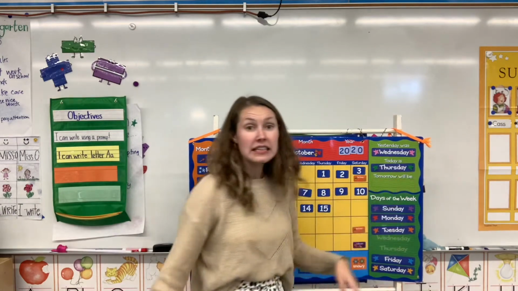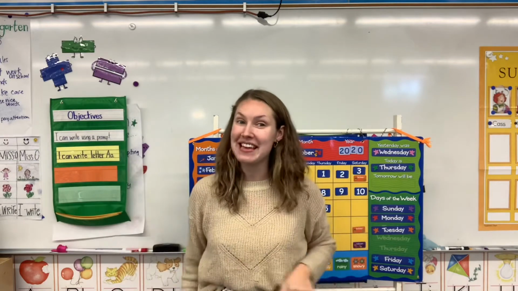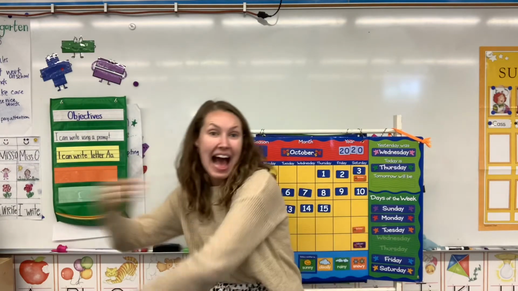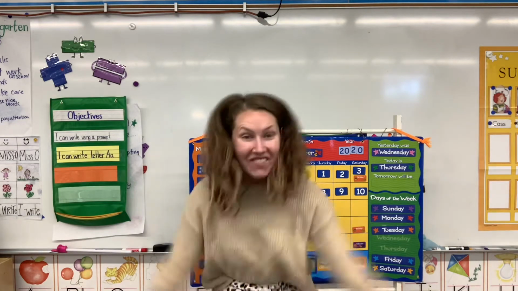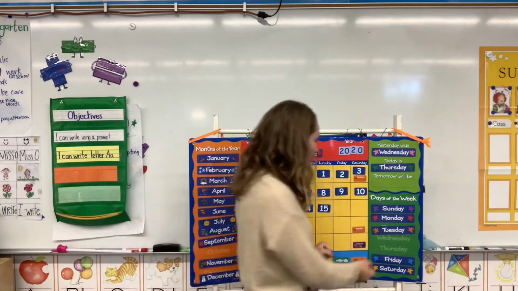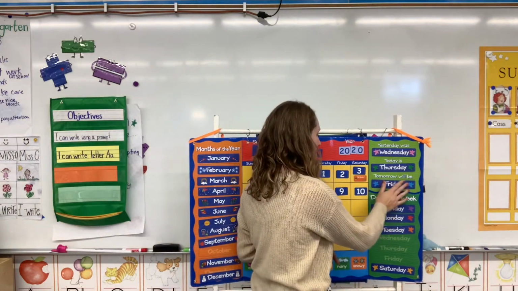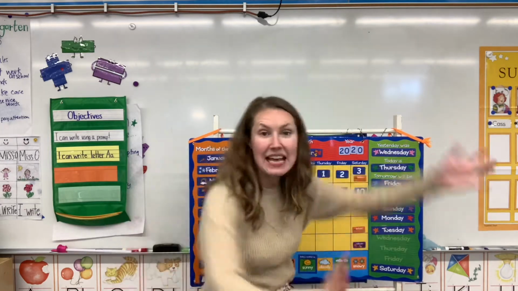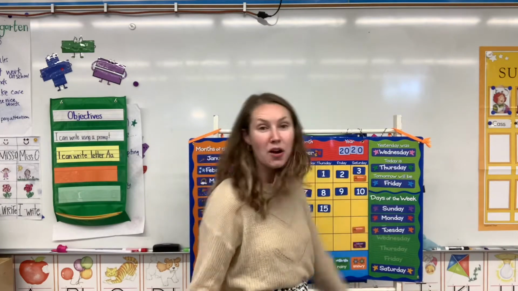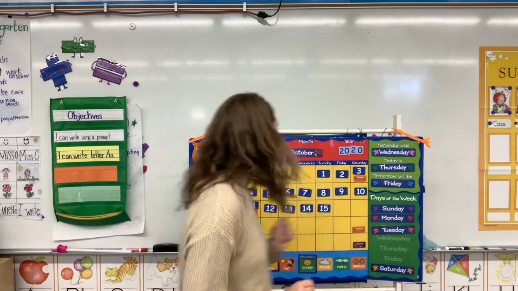Now, if today is Thursday, what will tomorrow be? What comes after Thursday? Thursday. Friday. Tomorrow will be Friday. Very good. So let's add Friday to our calendar. And now we know that yesterday was Wednesday, today is Thursday, and tomorrow will be Friday. All the way down to our toes for Friday.